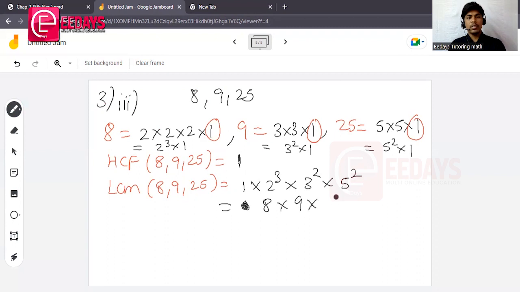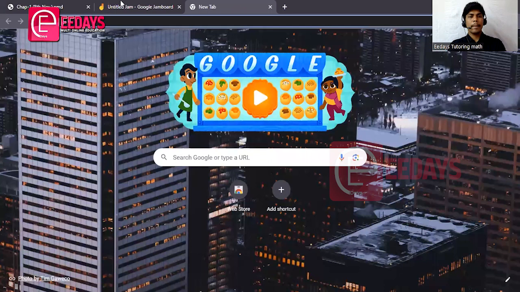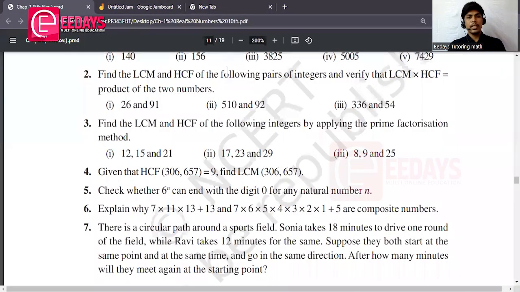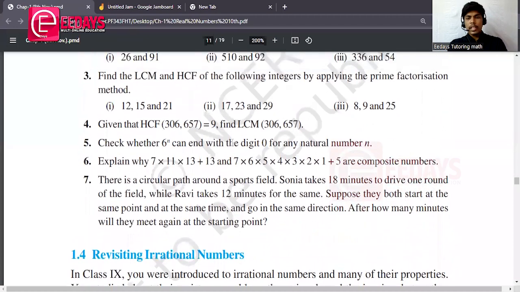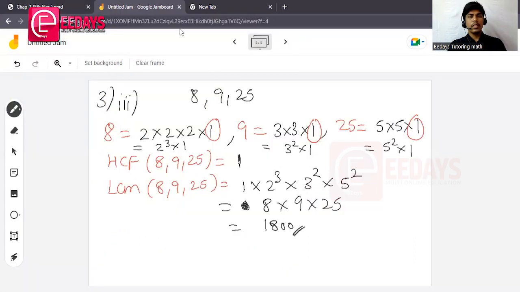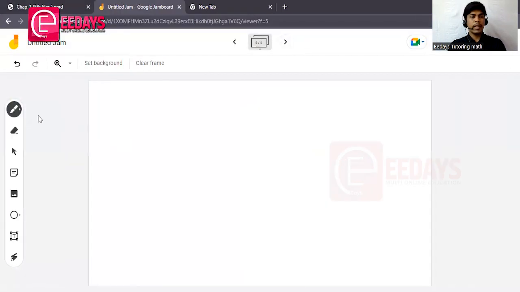8 into 9 into 25, you'll get 1800 as the LCM. I hope you understand how to solve this. You just need to find the LCM and HCF. That's it, guys. Let's move on to the next question, the fourth one. Quite an interesting question. Pay attention, everyone.